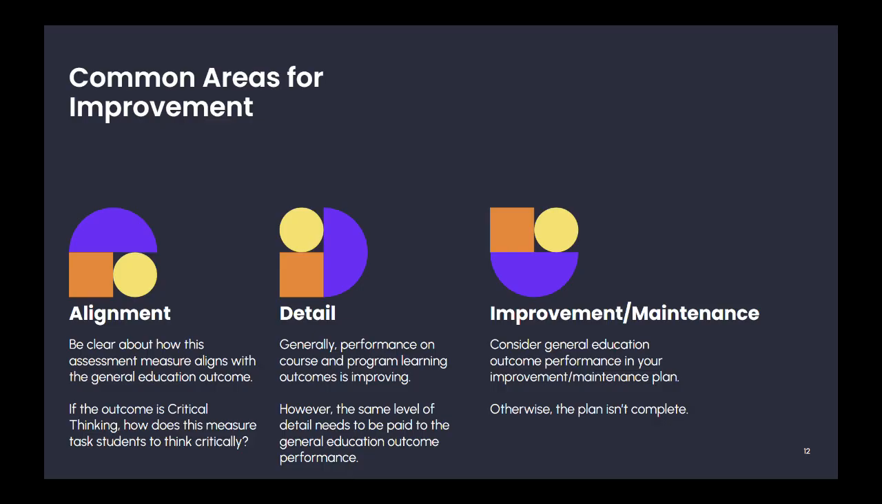So we have some pretty common areas for improvement here when it comes to these general education sections of the program assessment reports, and those are alignment, being clear about how this assessment measure aligns with the general education outcome. If the outcome is critical thinking, for example, how does this measure task students to think critically? Detail. Generally, performance on course and program learning outcomes is improving. However, the same level of detail needs to be paid to gen ed just as much as it is to program and course. You guys nail course and program. Let's take all of those skills you already have and make sure to apply it to gen ed.